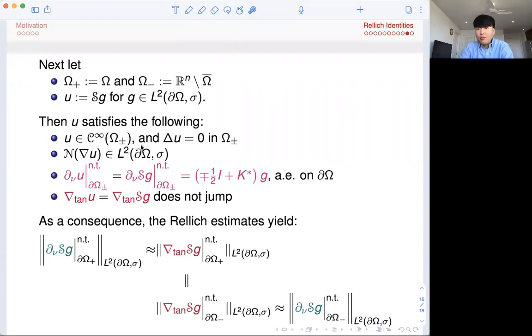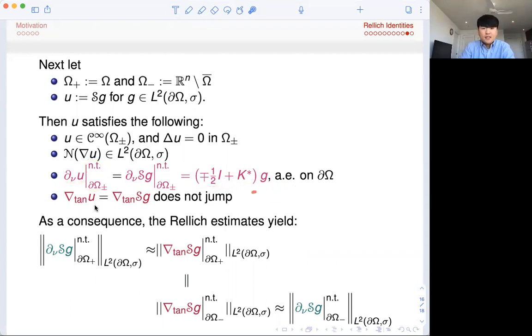Now we return to the Neumann problem. Let omega plus be the inside of the domain omega and omega minus be the outside of the domain omega, and u be the single layer potential of g for the square integrable function g. Then u satisfies smoothness in omega plus or minus, and u is harmonic in omega plus or minus. And the non-tangential maximum operator of the gradient of u is in L2 on the boundary. And we had a jump formula from the Calderón-Zygmund theory, which says the non-tangential trace of the gradient of u on the boundary of omega plus or minus is equal to minus or plus 1/2 identity plus K star of g almost everywhere on the boundary.